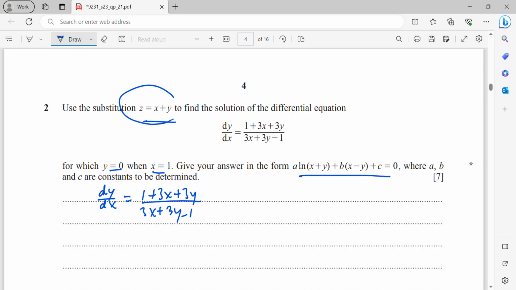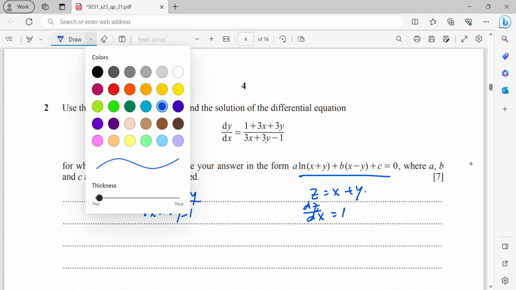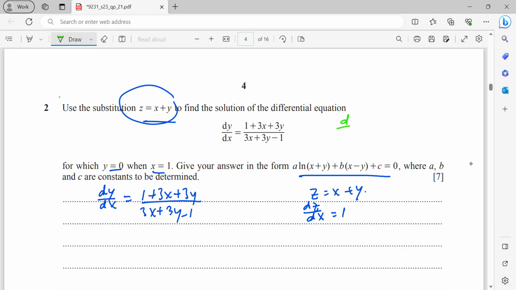Okay, so now you are given the hints. Let z equal x plus y. Then from here, we need to get dz over dx. When you differentiate x with respect to x, it will be 1. Now, to differentiate y with respect to x, we need to apply implicit differentiation.